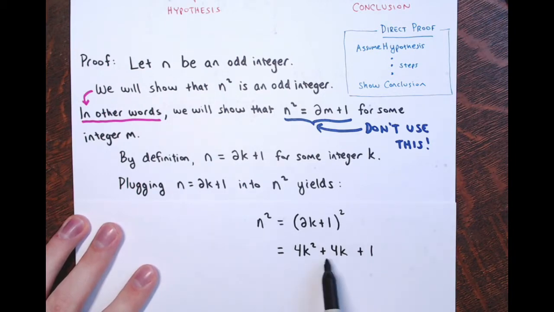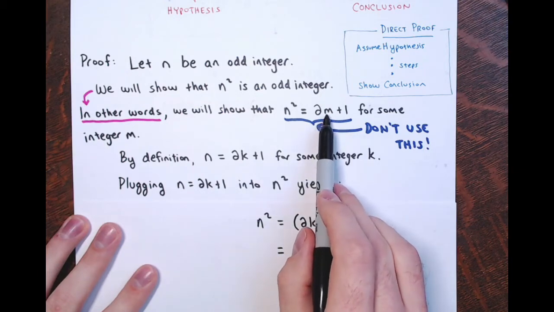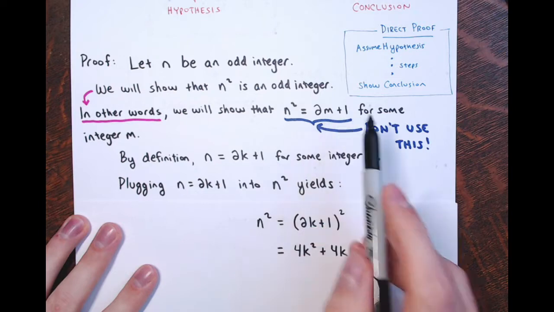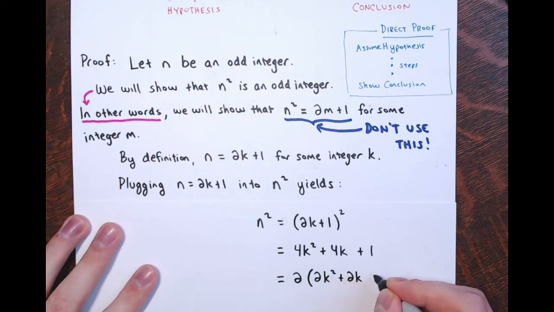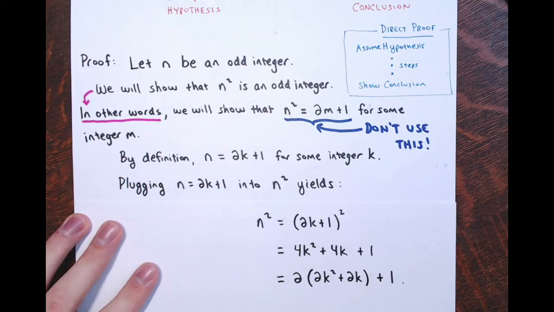And then I'm almost there. Again, I'm trying to express n squared in this way, as 2 times an integer plus 1. Well, you have the plus 1 here, so now I'm going to try to express the first two terms as 2 times an integer. I see that they both have a factor of 4, so they both have a factor of 2 at least. I'll pull a 2 out, and then I have 2 times, 2k squared plus 2k, and then plus 1. And that's just from factoring. All right, I'm going to stop it there.